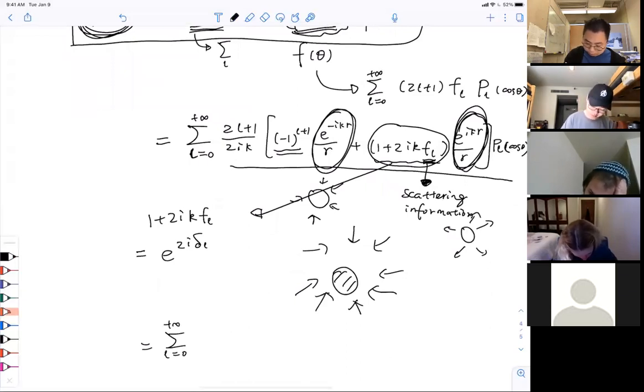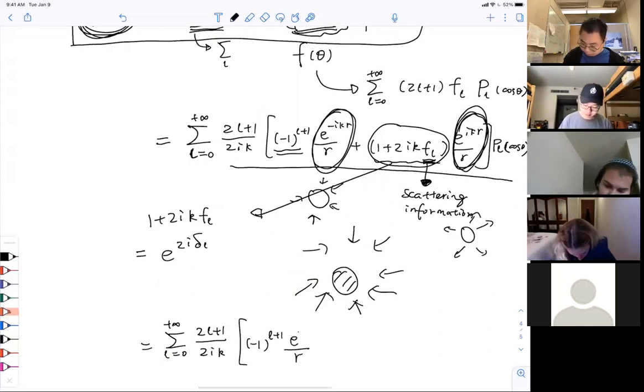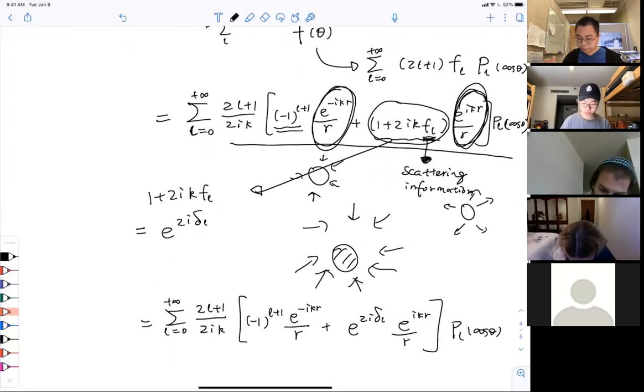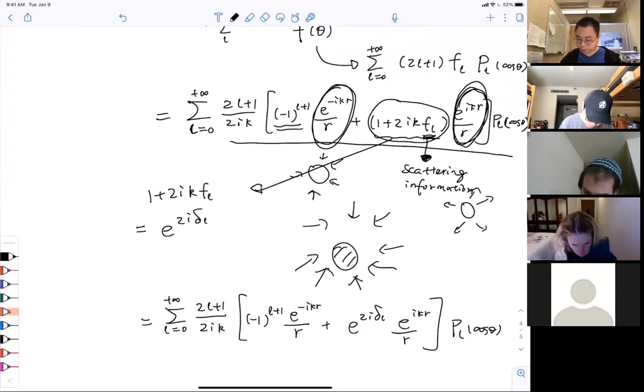Let's just rewrite this. So basically, it tells you the outgoing wave has only a phase difference compared with the incoming wave, like a spherical incoming wave.